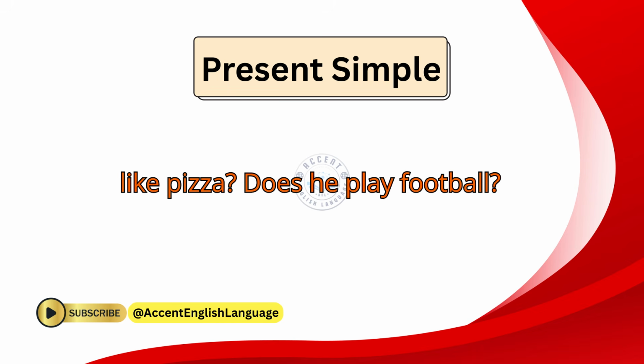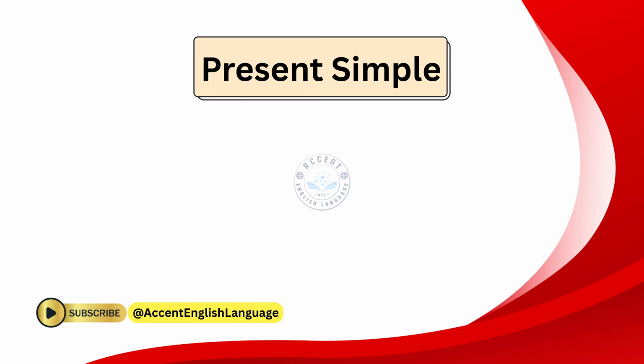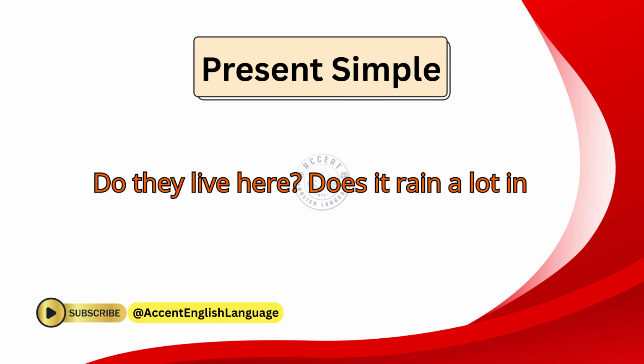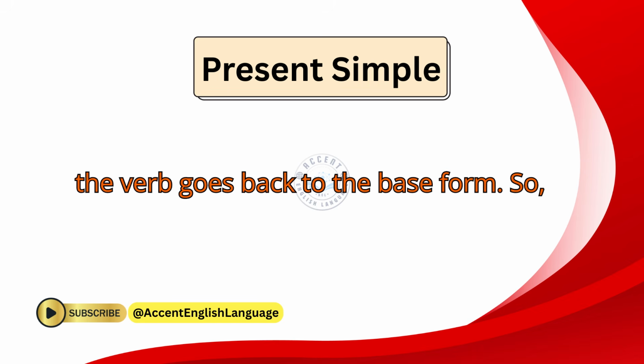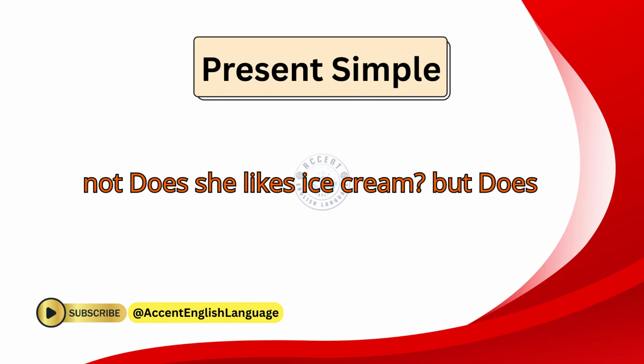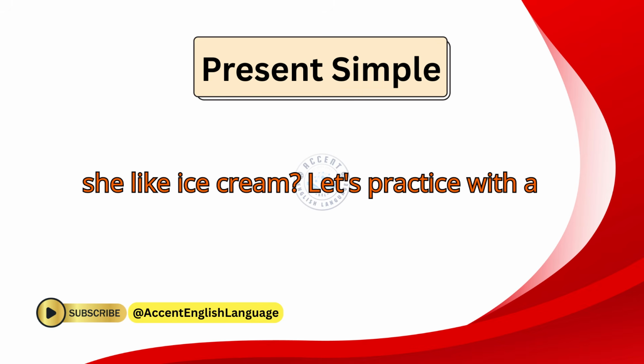Do you like pizza? Does he play football? Do they live here? Does it rain a lot in April? Notice that after does, the verb goes back to the base form. So, not "does she likes ice cream," but "does she like ice cream?"